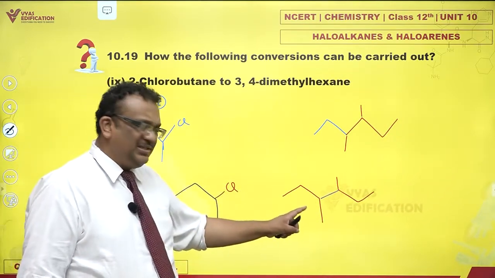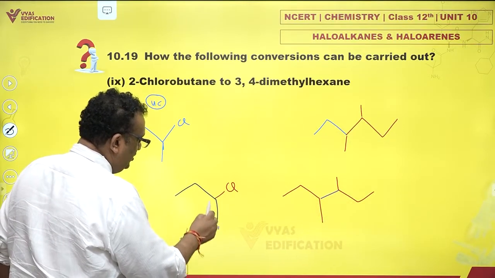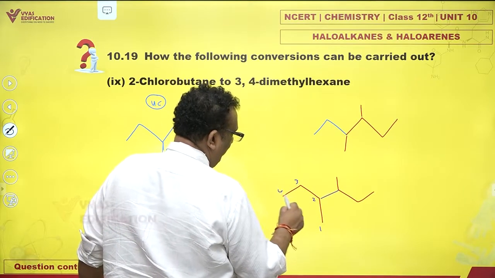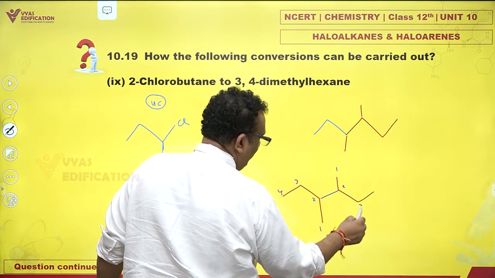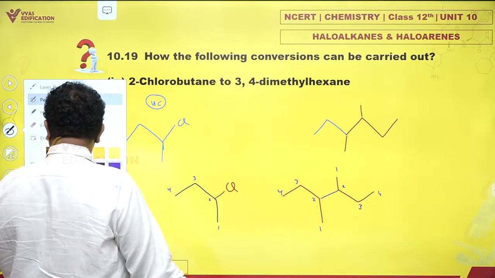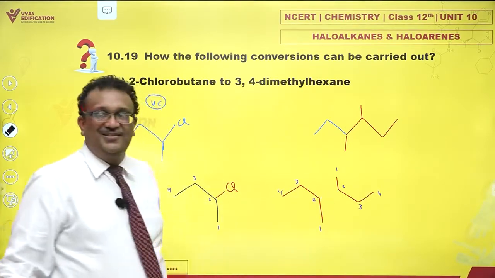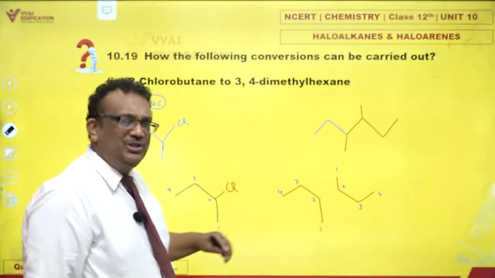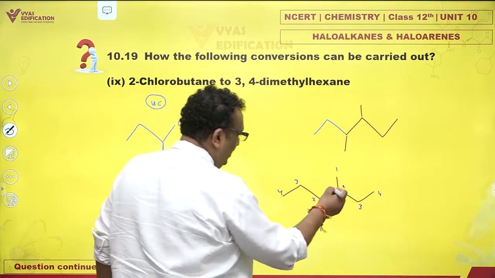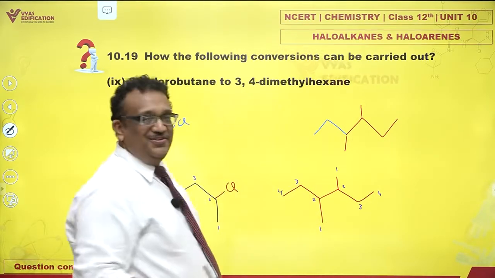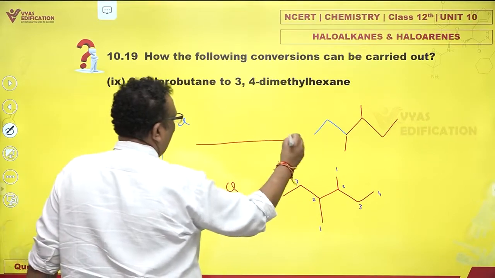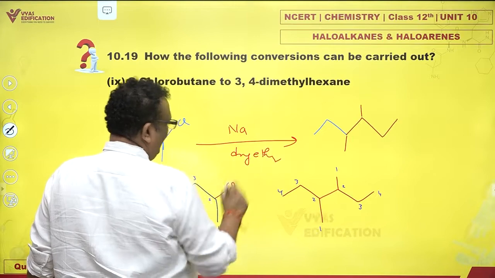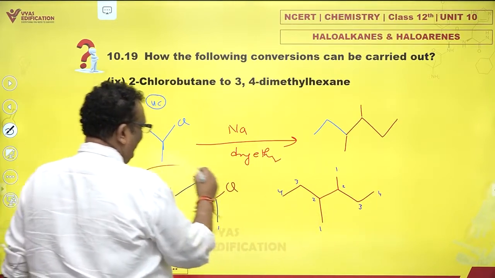I just write it twice, the same molecule. 1, 2, 3, 4. 1, 2, 3, 4. I'm just motivating you to imagine. How's it? Yeah. You place 2 molecules and you just couple them, you just add them. How can you do that? Well, Wurtz reaction. So all I need to do is just add sodium in dry ether. That's it.